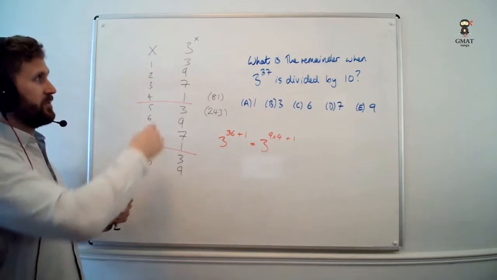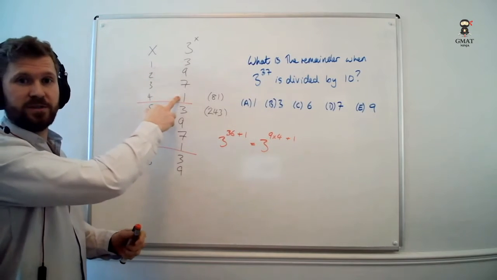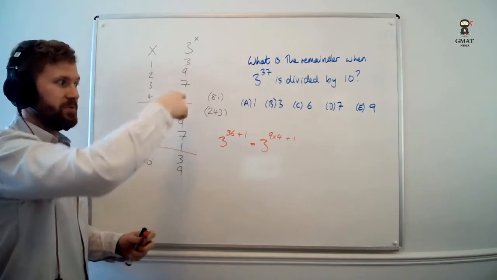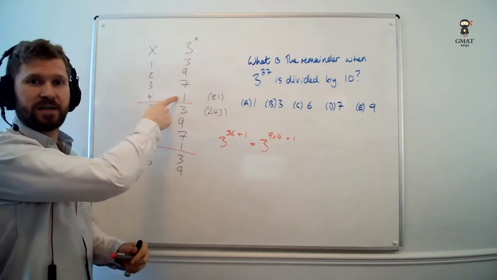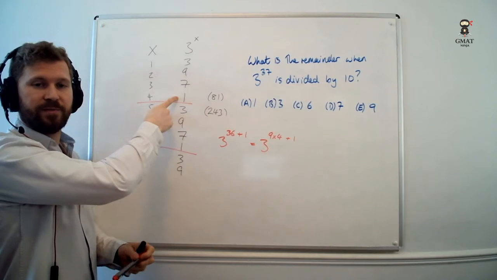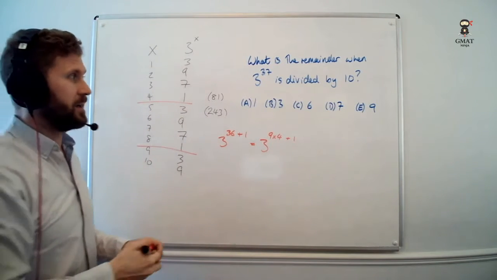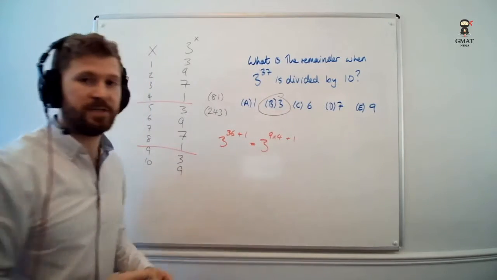So 3 to the power of 4 would have a units digit of 1. You go around the cycle again. 3 to the power of 8 would have a units digit of 1. You keep going around. 3 to the power of 36 would have a units digit of 1. 3 to the power of 37 would be 1 further on. So it's going to have a units digit of 3. And our answer here is going to be B.